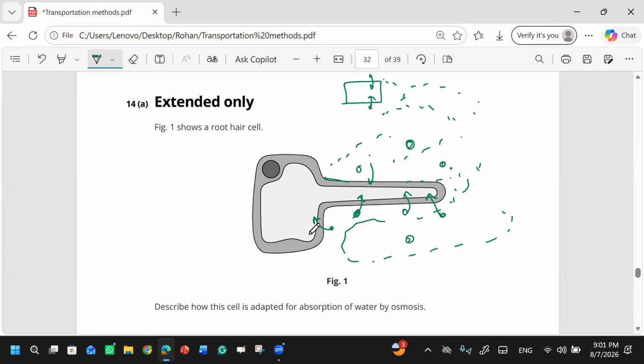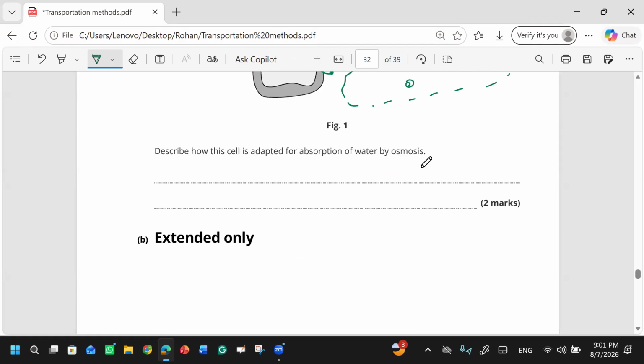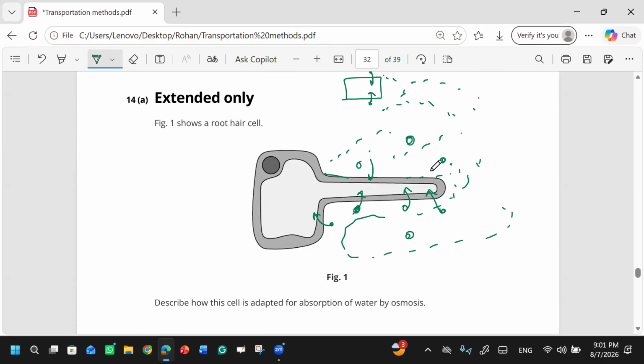Clear? Basically they are asking what are the ways by which it can absorb the water, right? Describe how the cell is adapted for absorption of water by osmosis. It's simple, we have done this. Due to the large surface area, the water can enter. Because of the concentrated vacuole, the water can enter in it. And because there is a semi-permeable membrane as well.